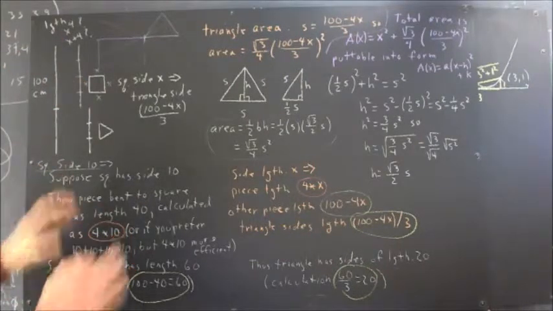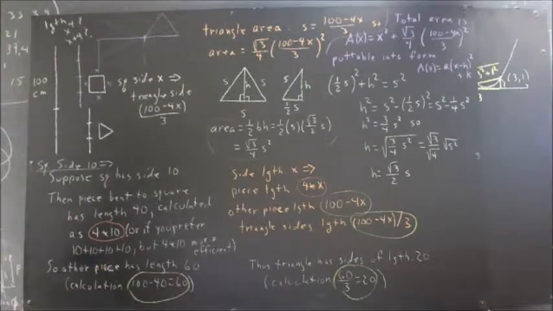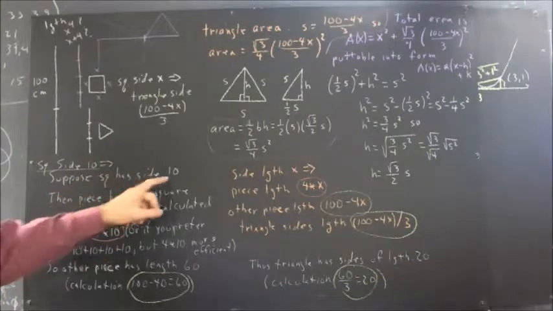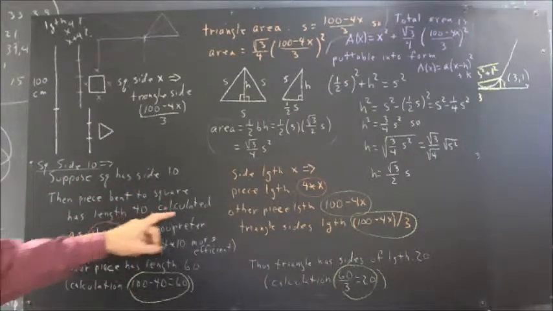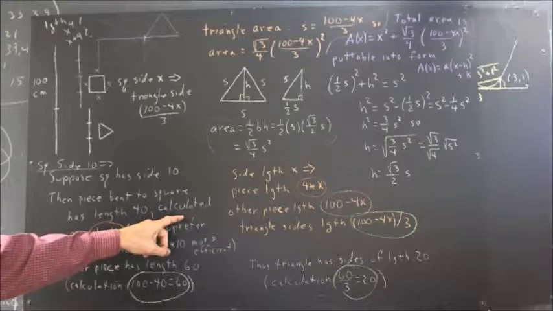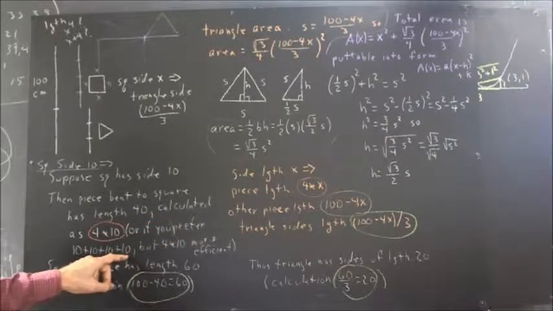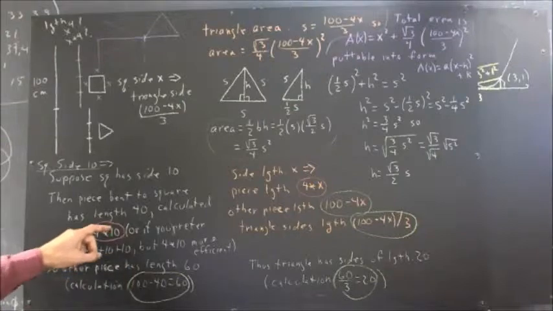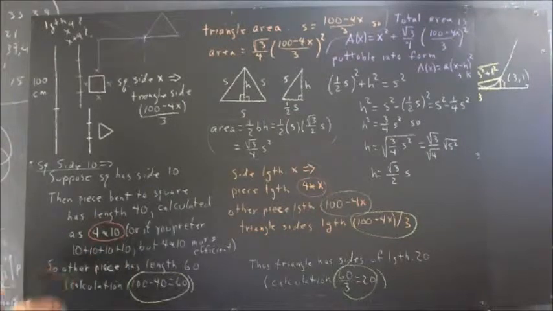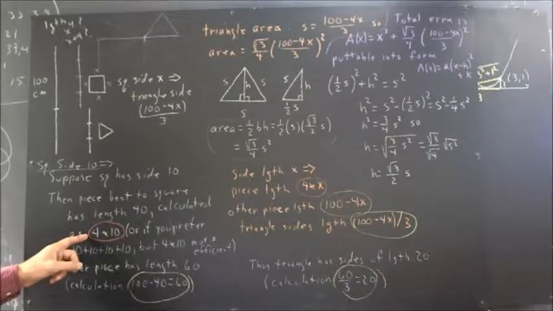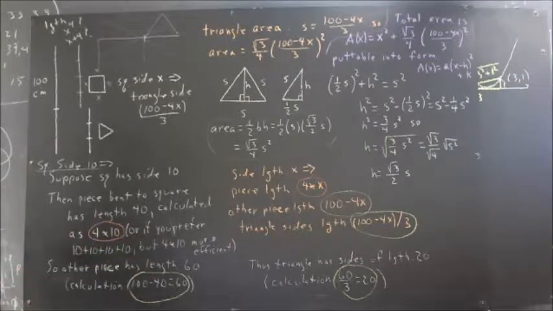Okay, what I recommend is that you write out the actual calculation sequence that you use to get that. So if a square has side length 10, we get 40. How did we calculate that? Well, you could calculate it as 10 plus 10 plus 10 plus 10, or as 4 times 10. And I circled the 4 times 10 as the probably most efficient calculation.